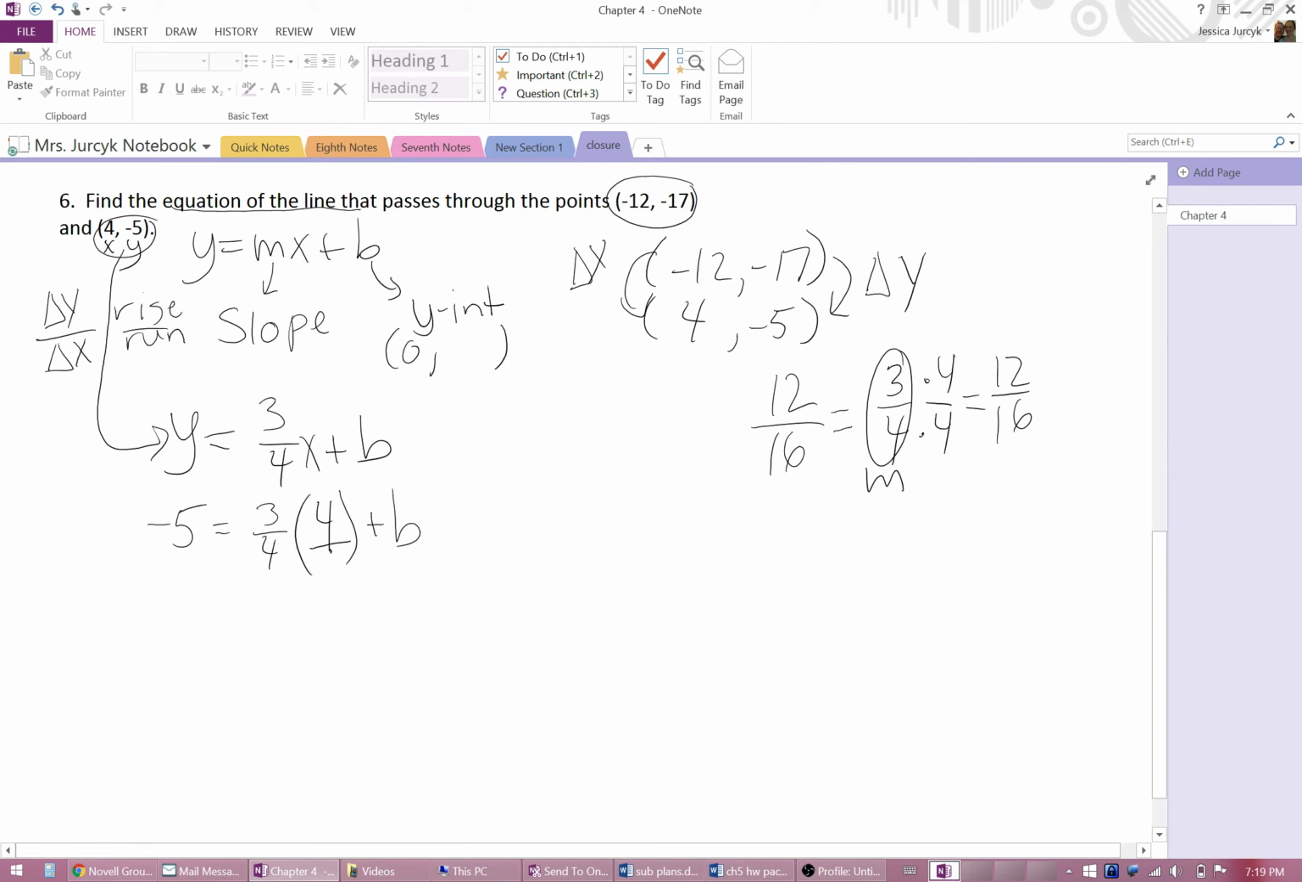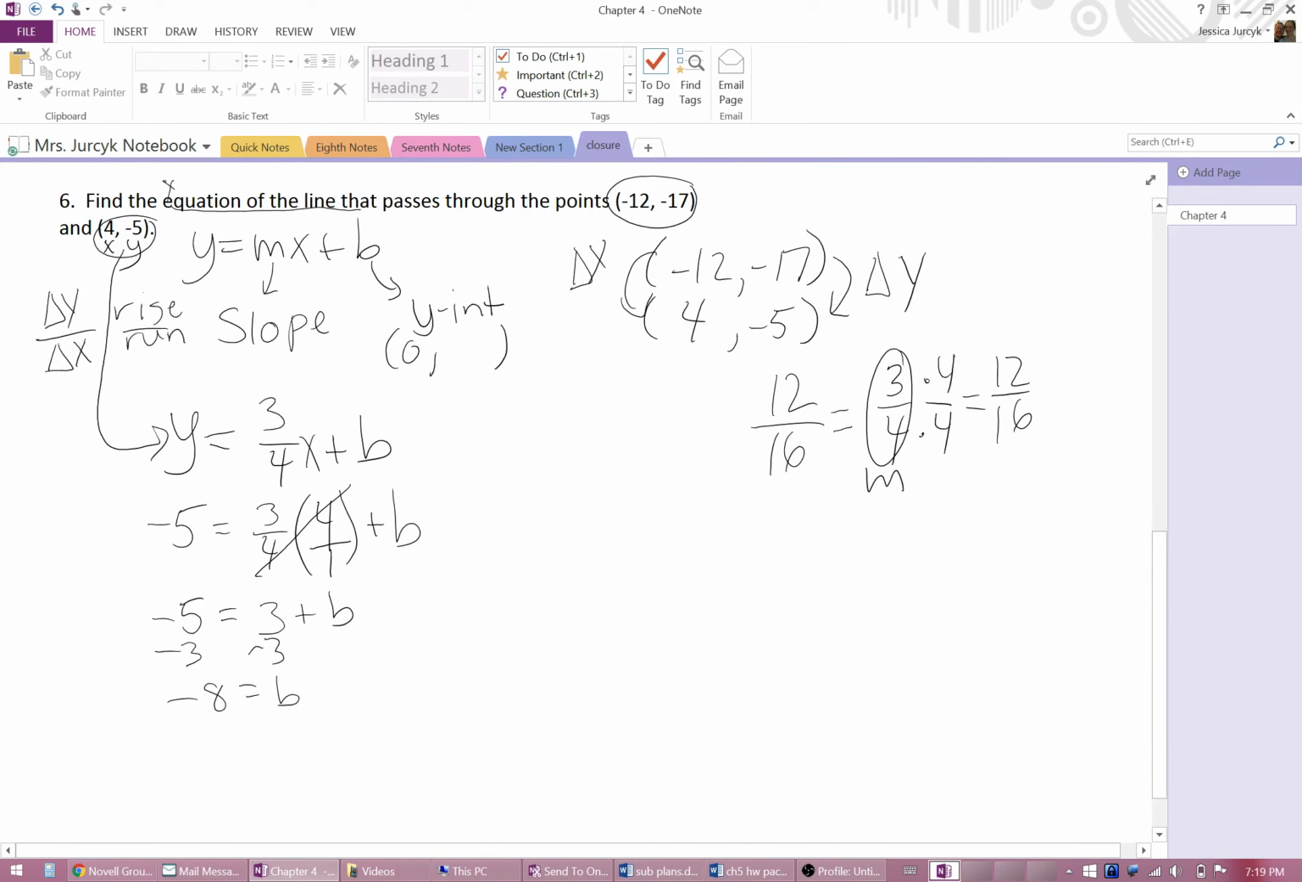This 4 is actually 4 over 1. You can put that in your calculator, but I know the 4 over a 4 will cancel out to 1. That leaves -5 on this side, and a 3 plus b on the other. This is a one-step equation. Just need to move the 3 away by subtracting it away. So -8 equals b.